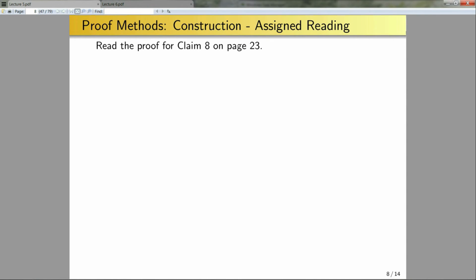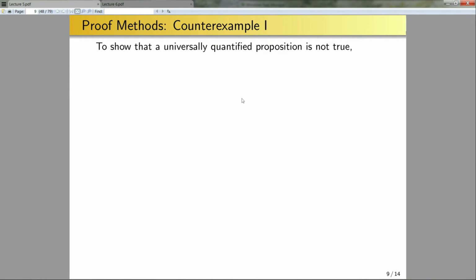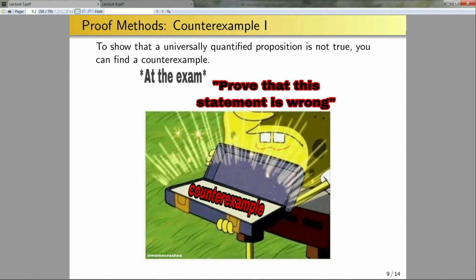In particular, read the proof for claim 8 on page 23. Now we have another proof technique, proof by counterexample. So if I gave you a universally quantified proposition and asked you to show that it's not true, one way to do this is simply find a counterexample. So again, here's a meme for this. At the exam, prove that the statement is wrong, present a counterexample. So let's look at a few examples of this.